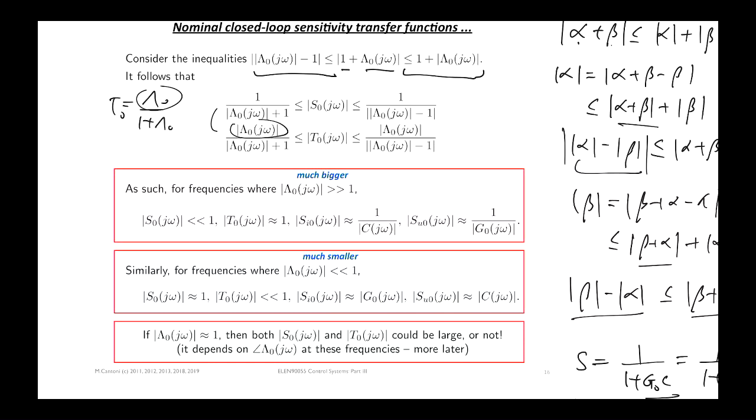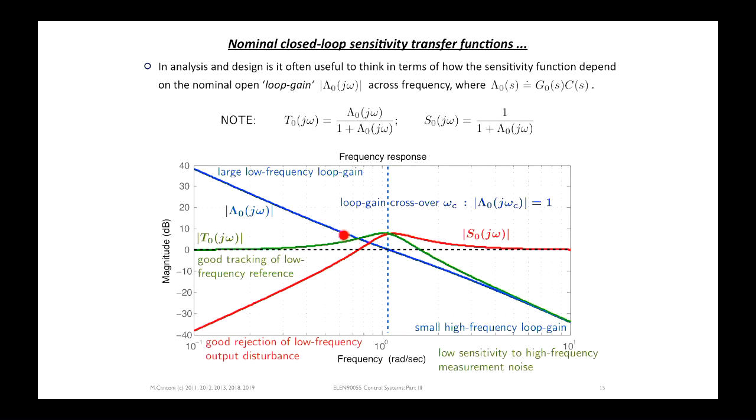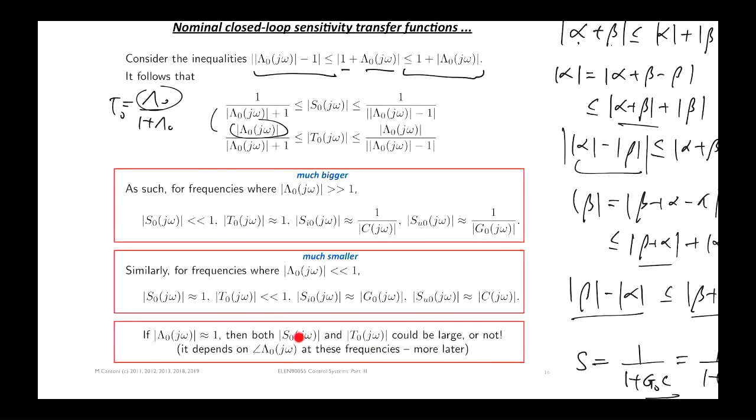Okay, so this is telling you what happens when lambda is very large or very small. When lambda is close to 1 in magnitude, in other words around here, which is often called the loop gain crossover frequency, the crossover frequency is defined to be the frequency where the magnitude of lambda is equal to 1. Both S and T could be large, right? But not necessarily. It all depends on the phase, as I mentioned, and we'll look at this more later.